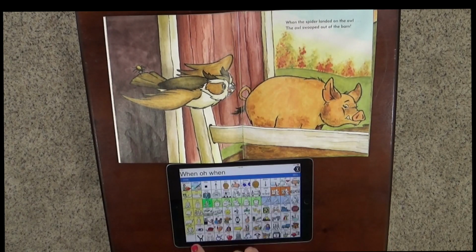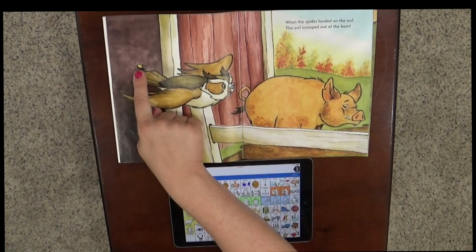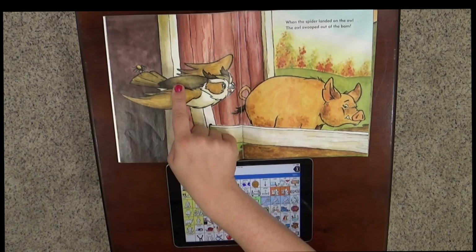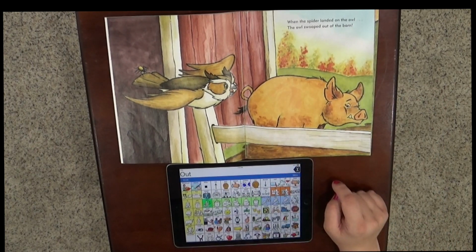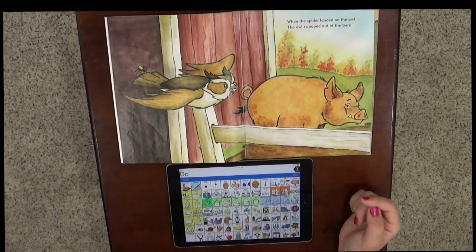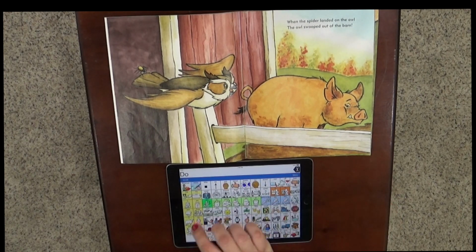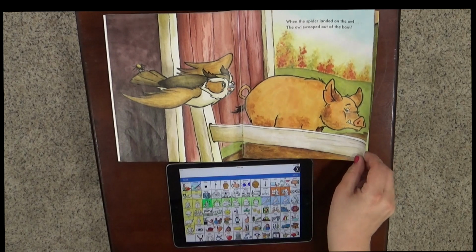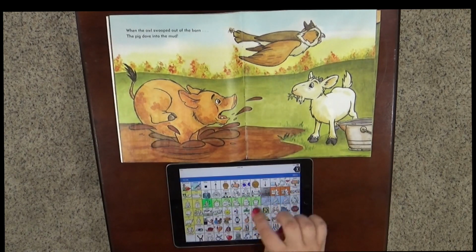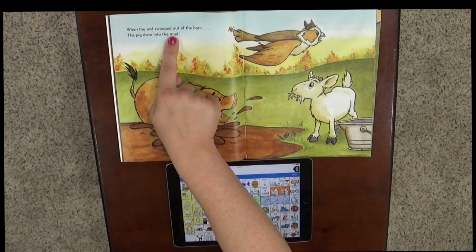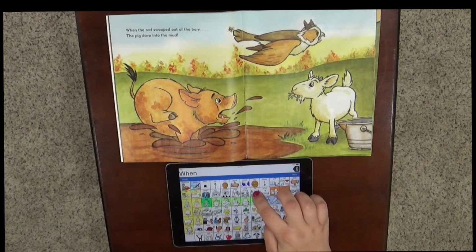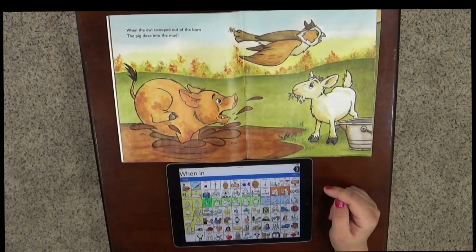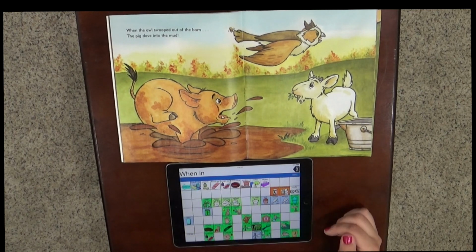When the spider landed on the owl, the owl swooped out of the barn. Do you see another animal? I wonder what's going to happen. When the owl swooped out of the barn, the pig dove in to the mud. He got in the mud. Oh no, that pig's gonna be so dirty.